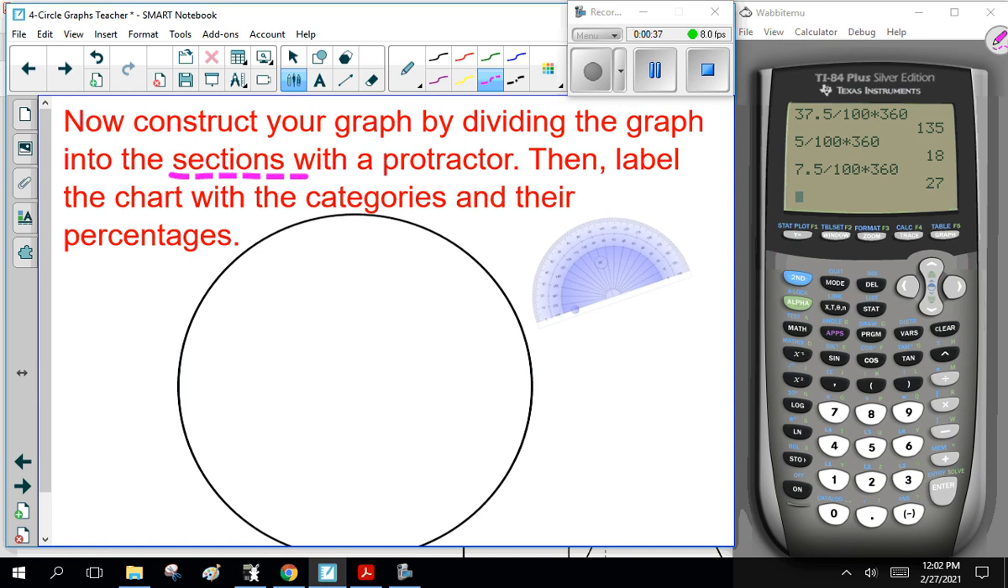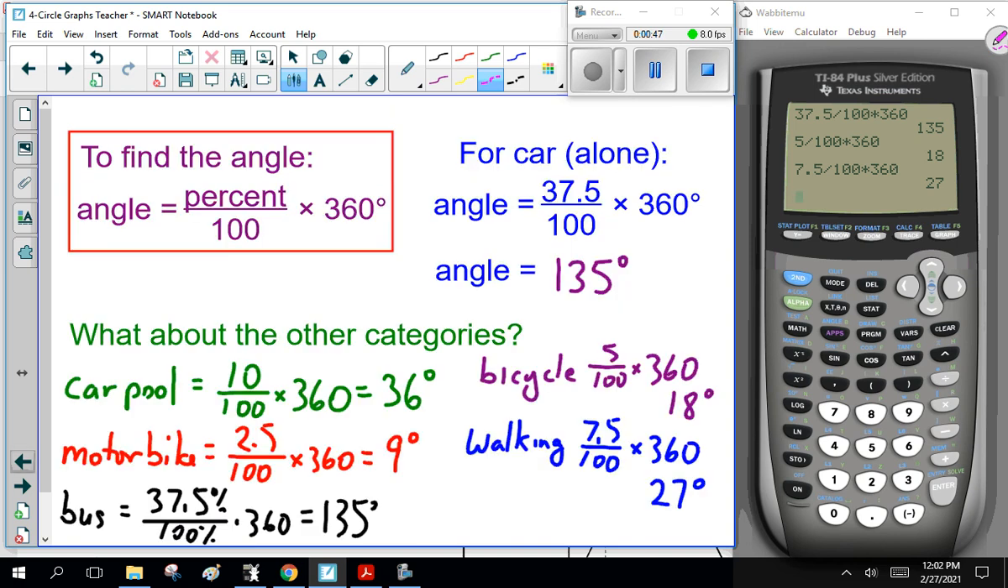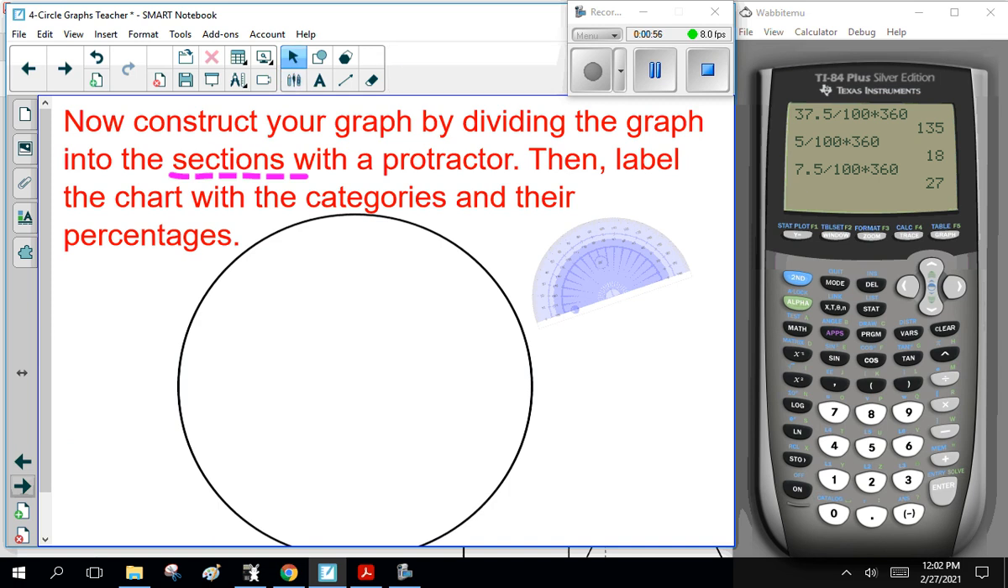When we do this, I apologize, I've got to flip backwards and forwards between the two pages because I cannot remember these numbers. I'm getting old. So the first one was cars alone, 135 degrees. So remember that. Cars, 135 degrees. So do this with a protractor.